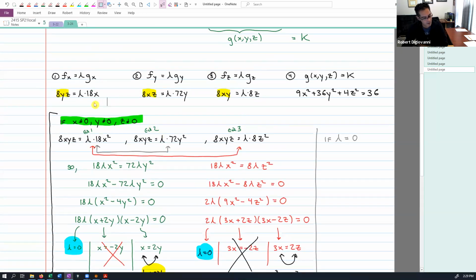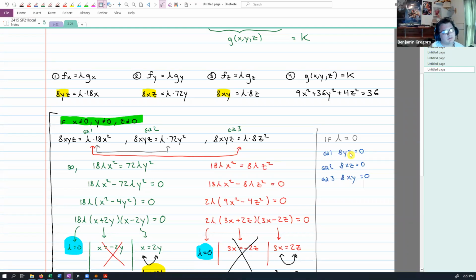Take a look back up at these equations. What would this equation become? 8yz is 0, right? So from equation 1, you get that 8yz has to be 0. What would equation 2 tell you? 8xz has to be 0. And this last one would tell you that 8xy would have to be 0. Well, what's the only way this first equation is true? Y or z has to be 0.